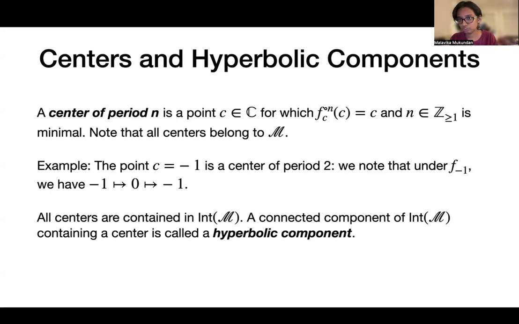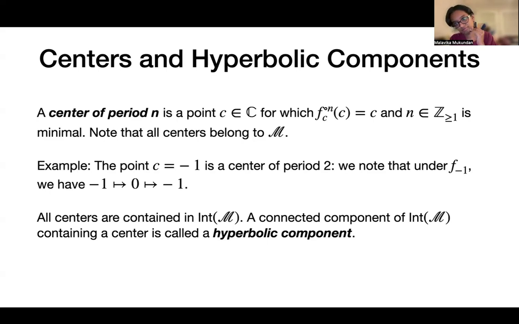And tautologically, all centers have to belong to the Mandelbrot set because the critical orbit is a periodic cycle. It's not even just bounded. I mean, it is obviously bounded. So yeah, here is an example. The point C equal to -1 is a center of period 2.